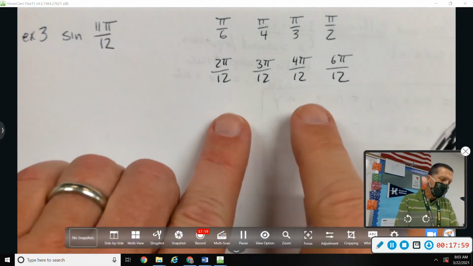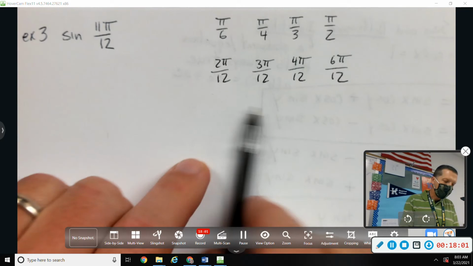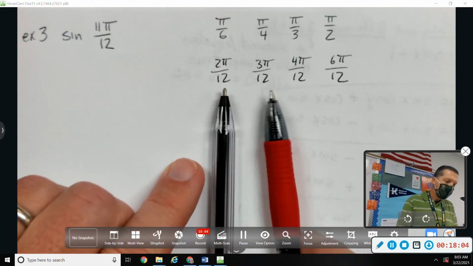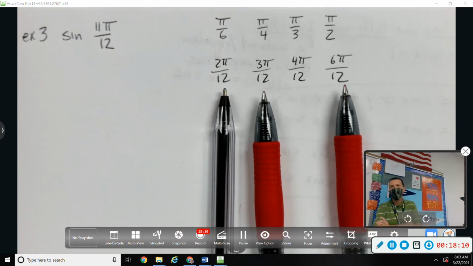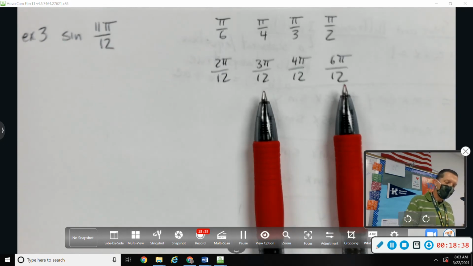Okay, so one way would be to add these 3, and that would make 11. So yes, that is true. If I added those 3, I would get 11 pi over 12. But my formulas all only have 2 numbers. So you're not wrong. It's just not helpful if I try to add those 3 because I don't have an equation that adds 3 of them. So yes, I want to use multiples of them, not 3 different ones.